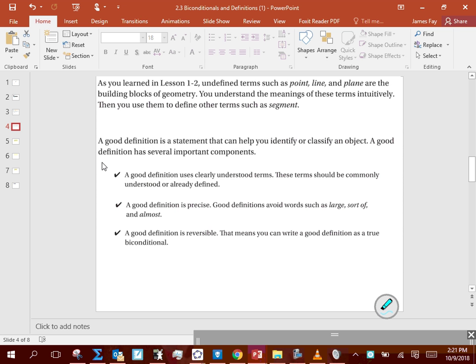The third thing is what this lesson was targeting. A good definition is reversible. A good definition, I can give you the definition, you give me the vocabulary word. Or I give you the vocabulary word, you give me the definition, right? Okay? It's reversible, meaning a good definition can be written as a biconditional. Does that make sense? Okay? Now read that because we can have an if-then statement here. If it is a good definition, then it is a biconditional. Does that make sense? That's an if-then statement.